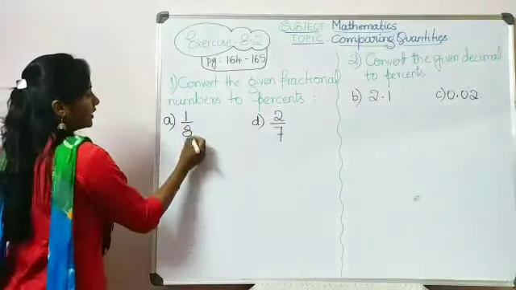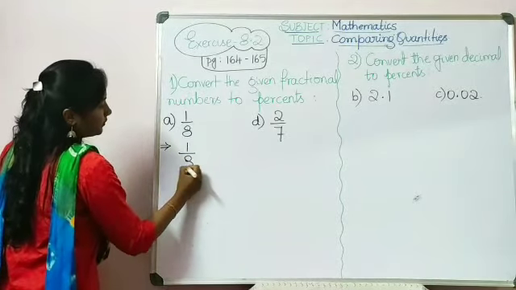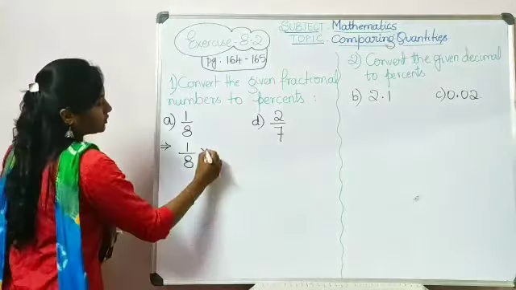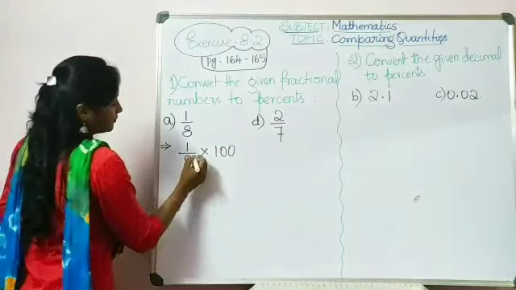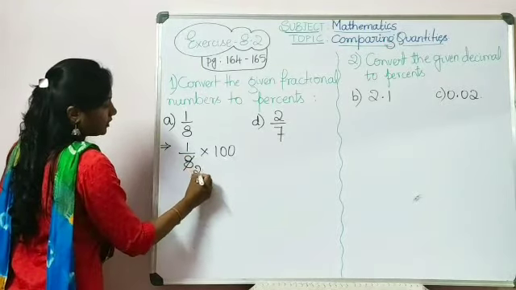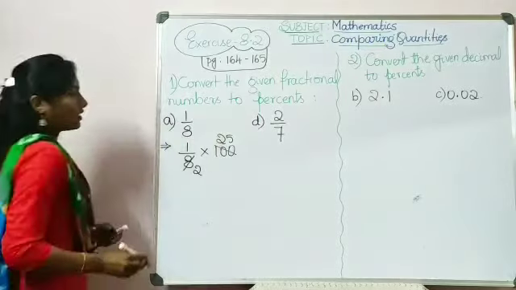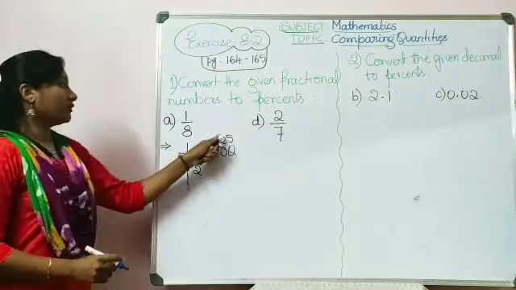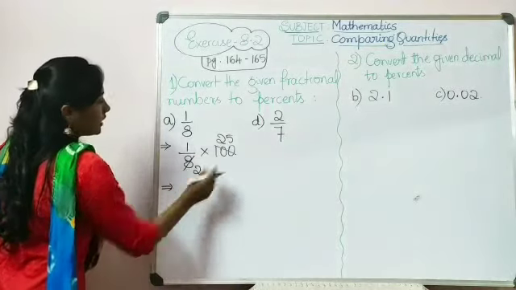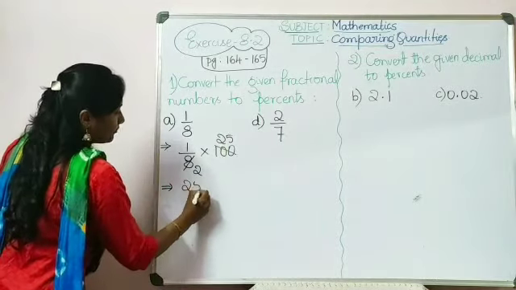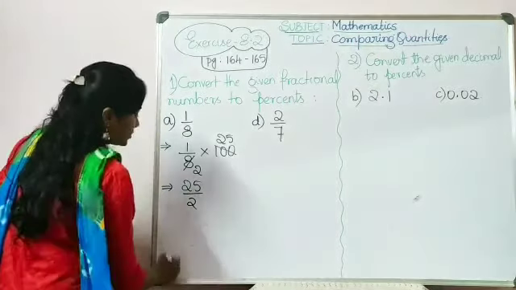The first one is 1 by 8. First I will write the fraction, and it should be multiplied by 100. Now when I solve this, I get 4 2s are 8 and 4 25s are 100. Further, 25 and 2 cannot be divided. We can express 25 by 2 in the mixed fraction form.